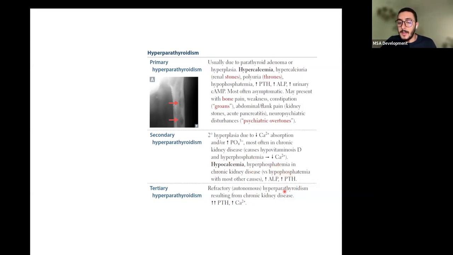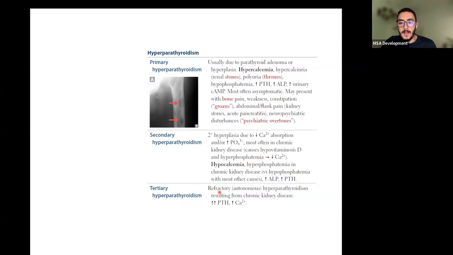You will also have high PTH. Why? Because there is no calcium in the blood. How will your body respond when it senses that there is hypocalcemia? It secretes PTH. So hypocalcemia and high PTH. Labs will show high PTH, hypocalcemia, and hyperphosphatemia. What will the urine test show? Urine test will show very high calcium and very low phosphate. So the opposite. Now you know why.